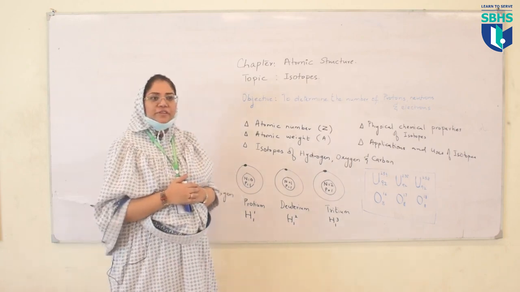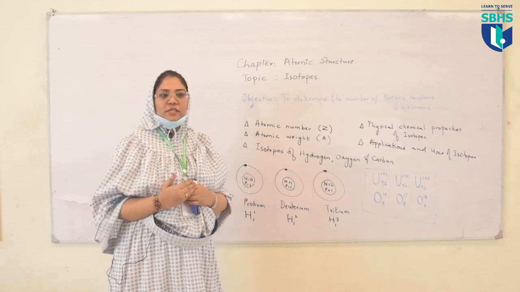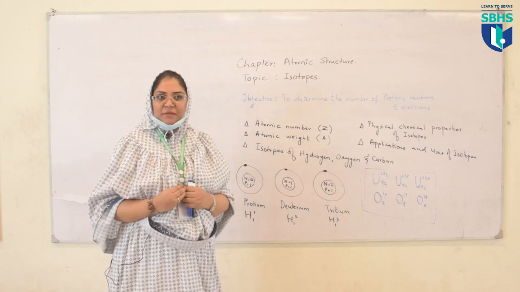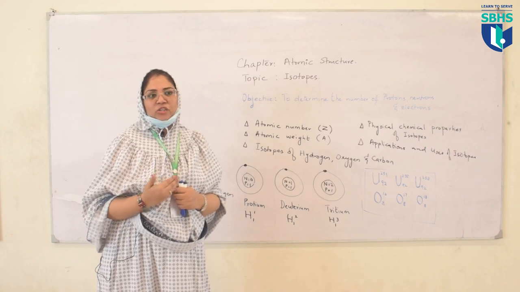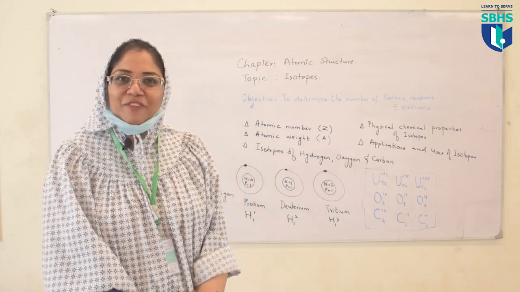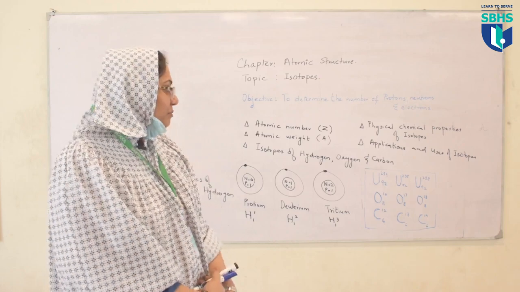So basically children, we have to remember whenever the topic isotopes is concerned in this chapter, it is mainly about the different forms of the same element. An element can exist in more than 2 or other forms. So children, I hope you have understood the topic isotopes very clearly with the help of the examples.